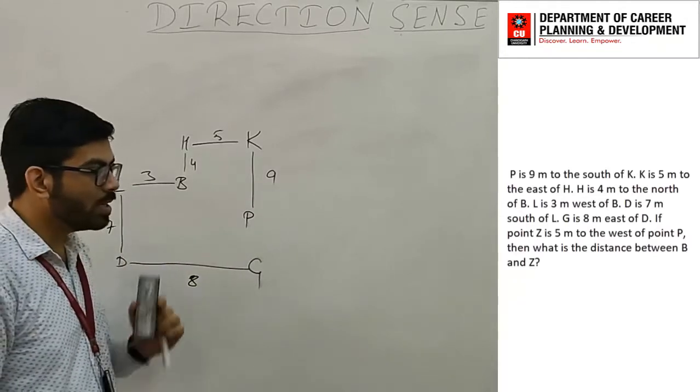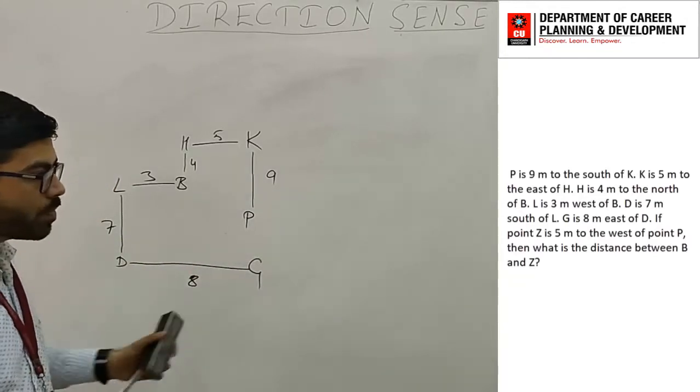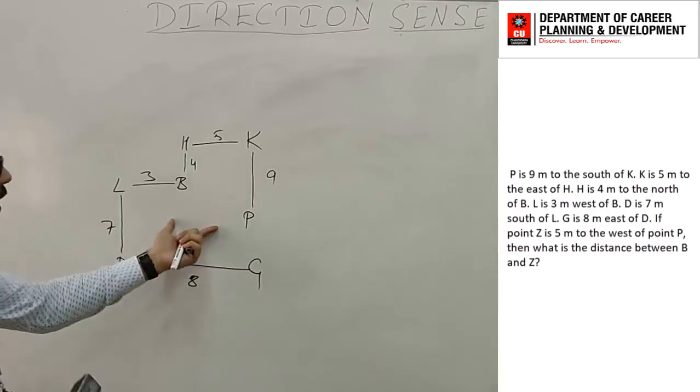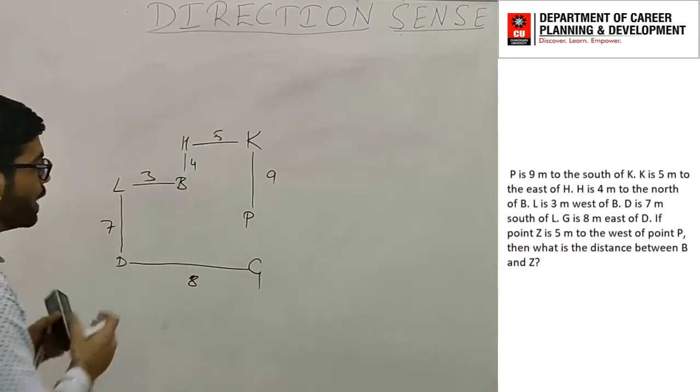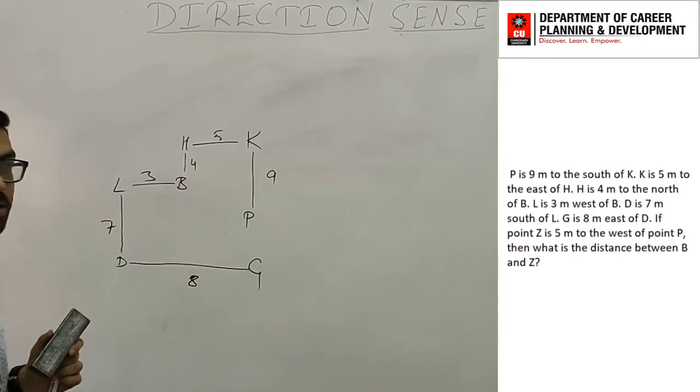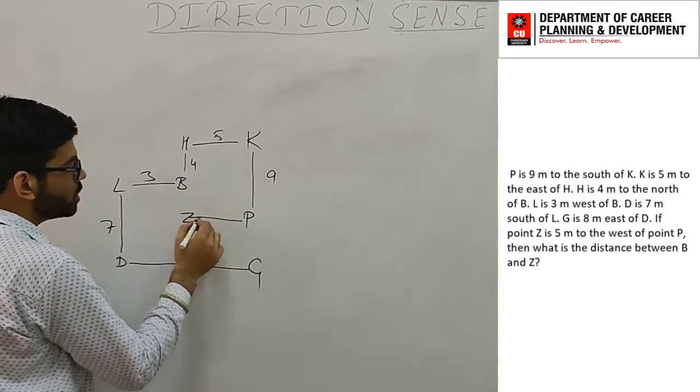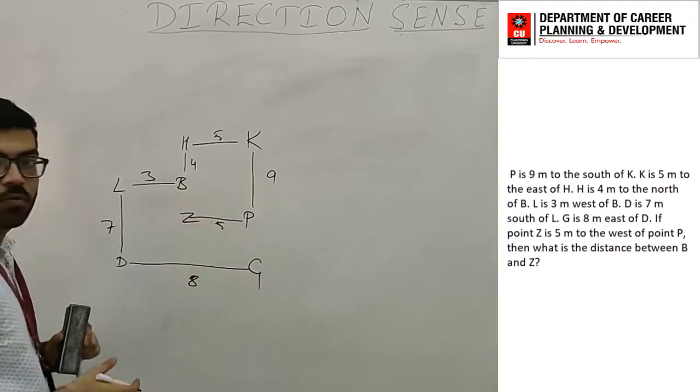Move to the next line. Next line says that point Z is 5 meter to the west of point P. Point Z is 5 meter to the west of point P. That means that would be here. This distance will be same. This is your Z and this one is your 5 meter.